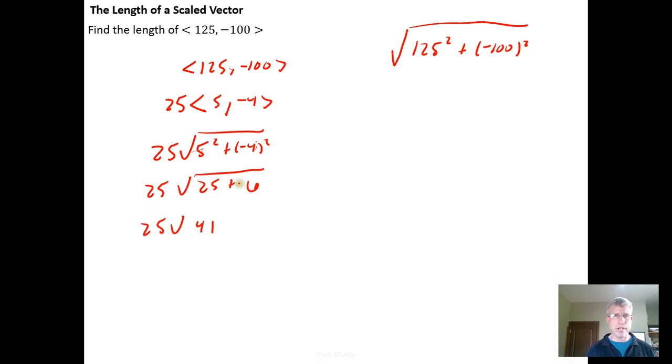That's a horrible one there. And then the square root of 41 is already in simplest radical form, so we leave it. So anyways, we can use that property on the previous slide to simplify computations like this one.